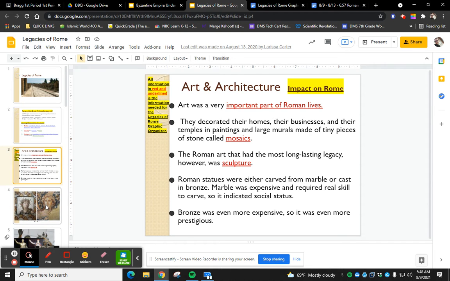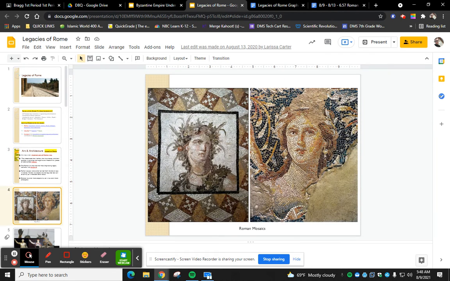Again, because this is a video, you can pause just in case you're taking a little bit longer to write everything down. That's totally fine. Now here we have some pictures of mosaics. We can see all these little pieces pieced together and kind of stamped into mud or grout. These are mosaics.